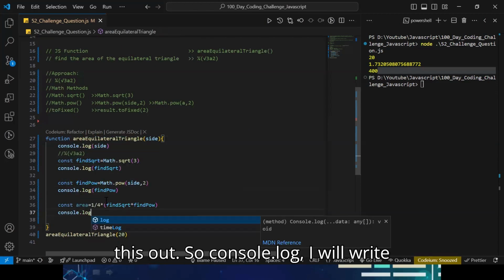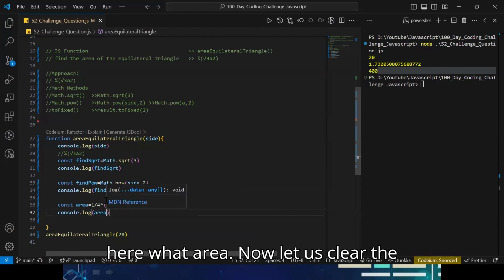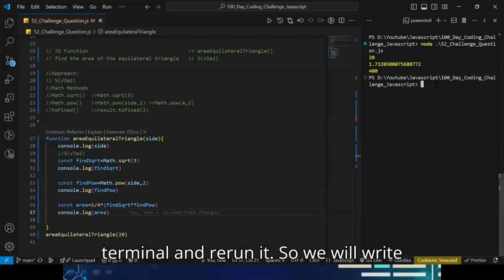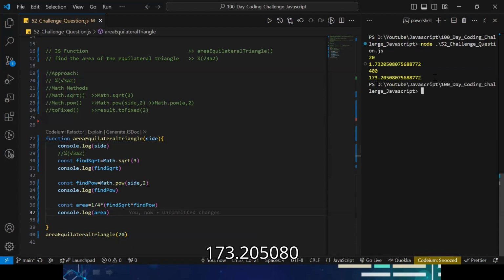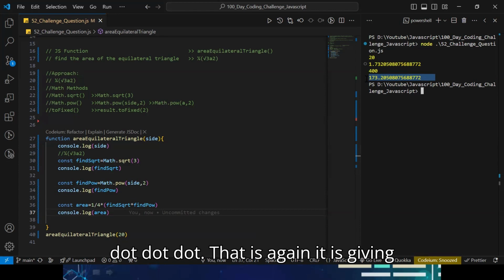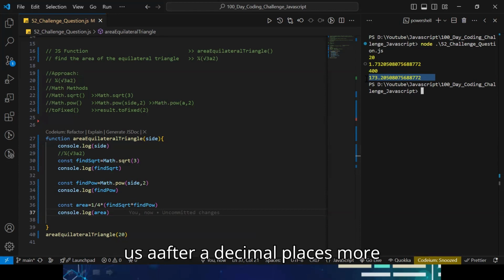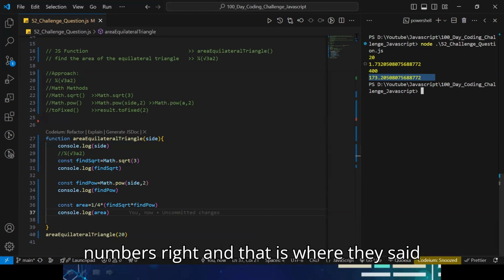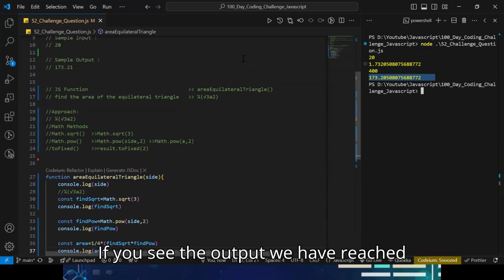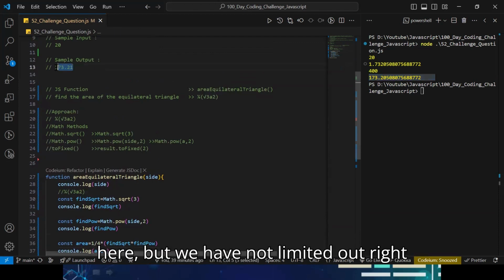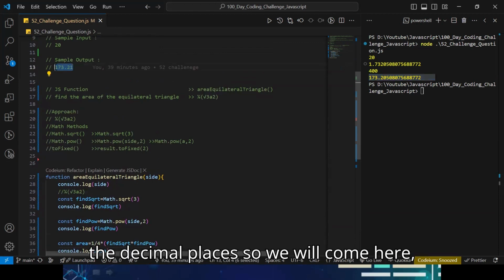So console.log, I will write area. Now let us clear the terminal and rerun it. So we will write node day 52 challenge and hit enter. What do we get? 173.205080 dot dot dot. Again, it is giving us more numbers after the decimal point, right? And that is where they said to please limit it to 2 places. If you see the output, we have reached here, but we have not limited the decimal places.